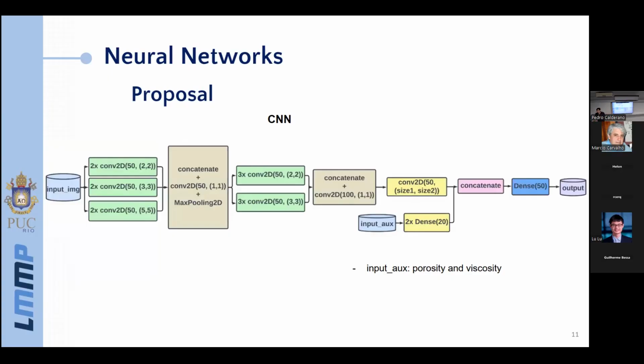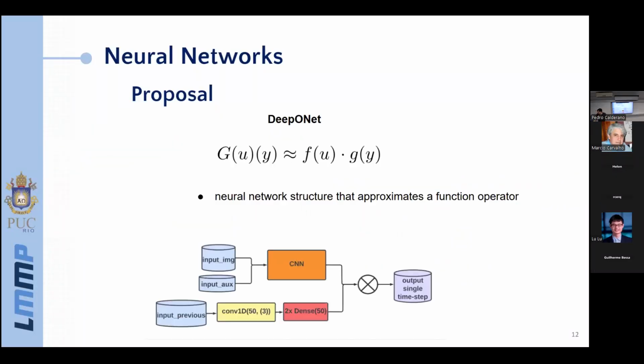So about my proposal, I have a CNN. Well, the CNN was chosen basically because that's the standard way to deal with image-like inputs. And my image-like input is my porous space representation, and my output is the curves that I showed in the last slide. I also have an auxiliary input. This auxiliary input is composed of porosity and viscosity. Porosity was introduced in the first work that I showed in my literature review, and viscosity is something that I'm introducing here right now.